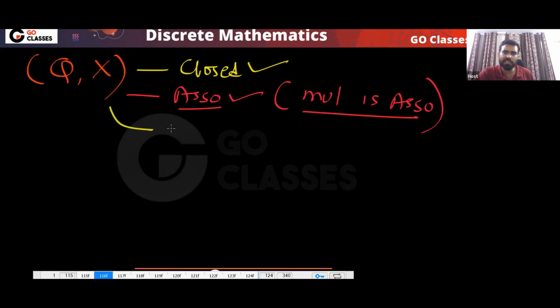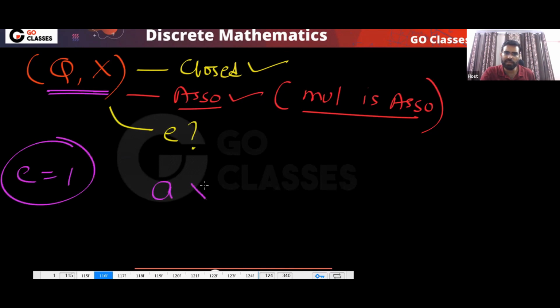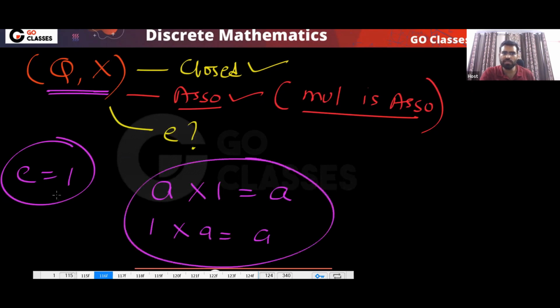Do we have an identity element? Is there any identity element? Yes, there is an identity element. Identity element E is equal to 1. Because if you take any element A, then A multiplied by 1 will be A, and 1 multiplied by A will be A. So E equal to 1 is the identity element.